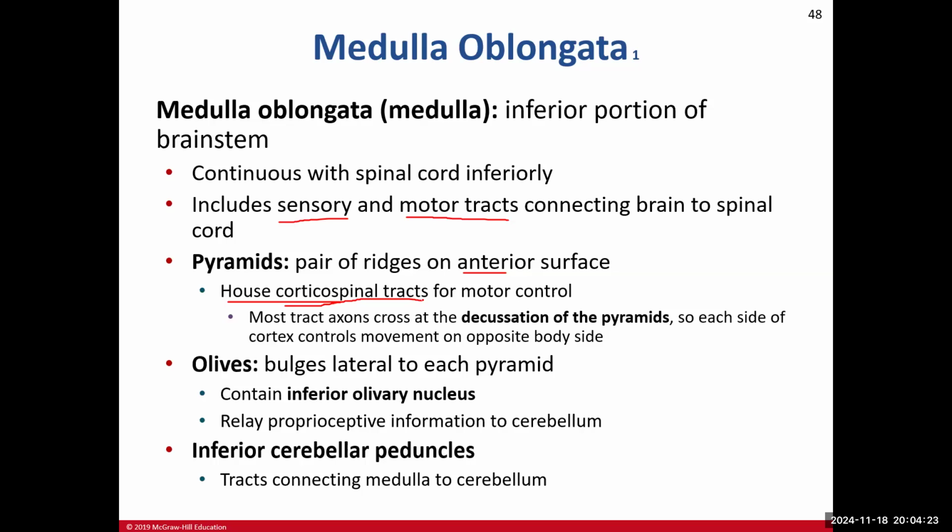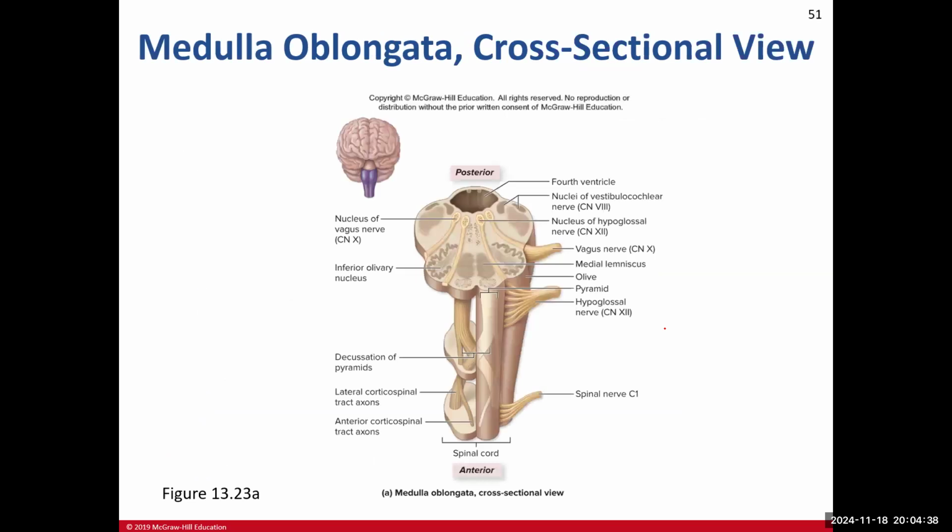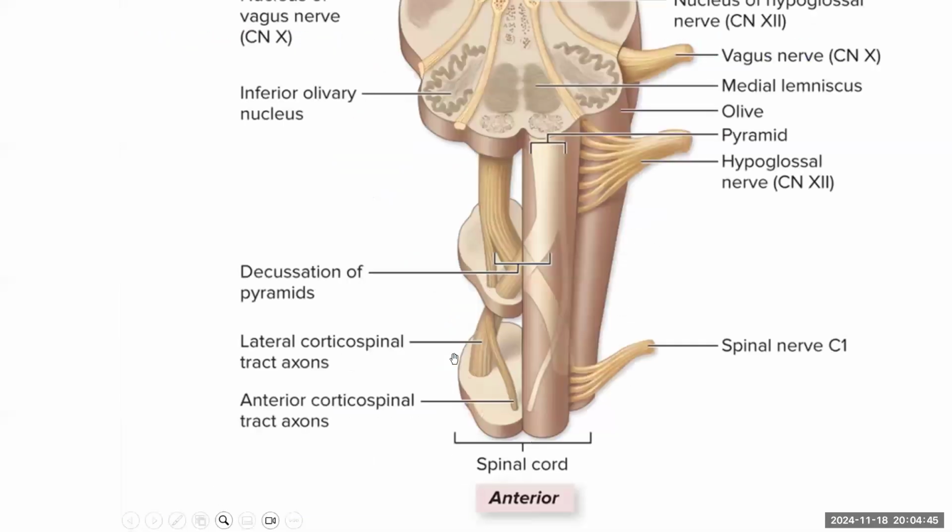In fact, most of the neurons will cross over here in the pyramids, right? Specifically at this structure in the pyramids, what we call the decussation of the pyramids. And you'll see it. I'll show you back on this slide here. You zoom in. That's what you're seeing here.